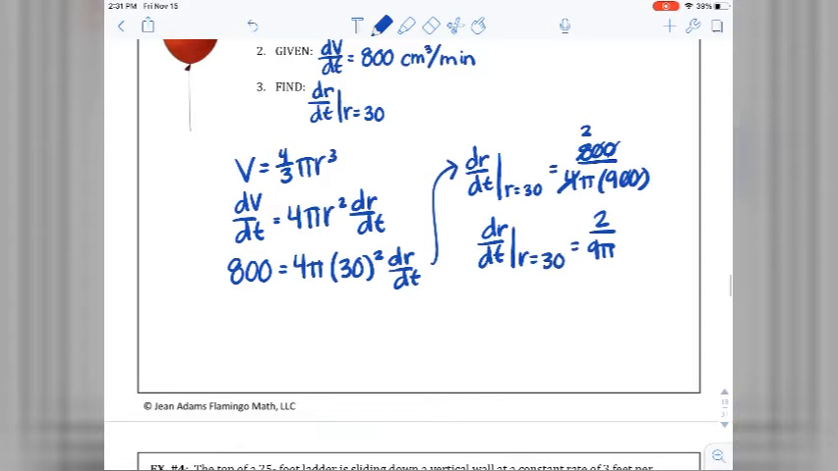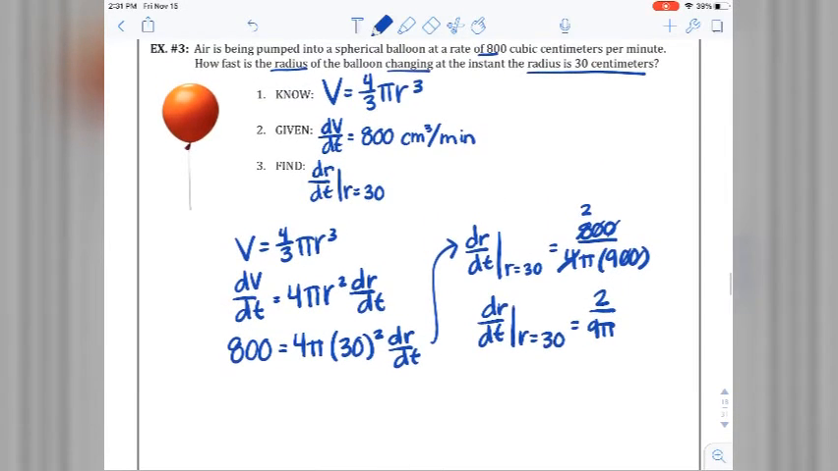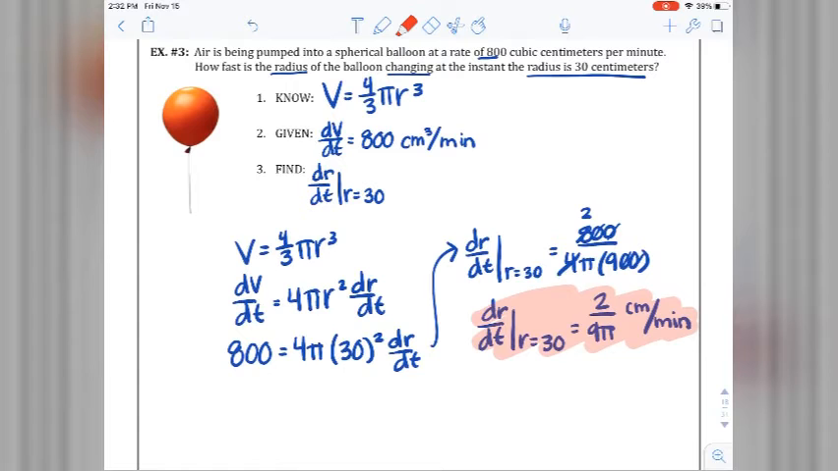And then check our units. The radius is just a distance, so it'll be in centimeters per minute. So the radius is changing at 2 over 9 pi centimeters per minute when the radius is 30 centimeters. That's an instantaneous rate of change, which is why we need the instant when the radius is 30. All right, let's move on to example 4.